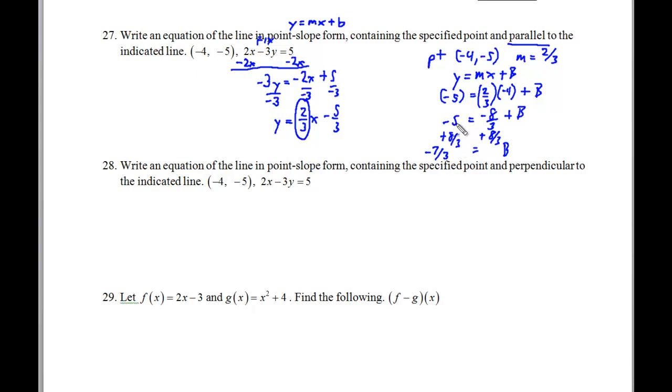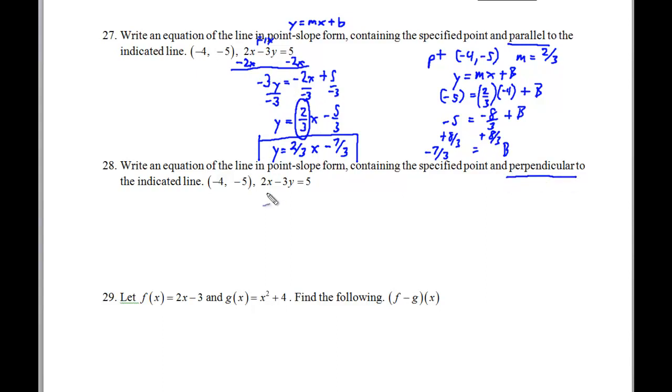And I'll show this to you on the calculator about how to do that in just a moment. But what this will give you is your b value. So your new answer is going to be y equals 2/3 x minus 7/3. So our parallel line has the same slope and a different y-intercept. So this is our answer to problem number 27. In problem number 28, it's the same question. You'll notice that I've cut and pasted the problems, but instead of saying parallel, I said perpendicular.